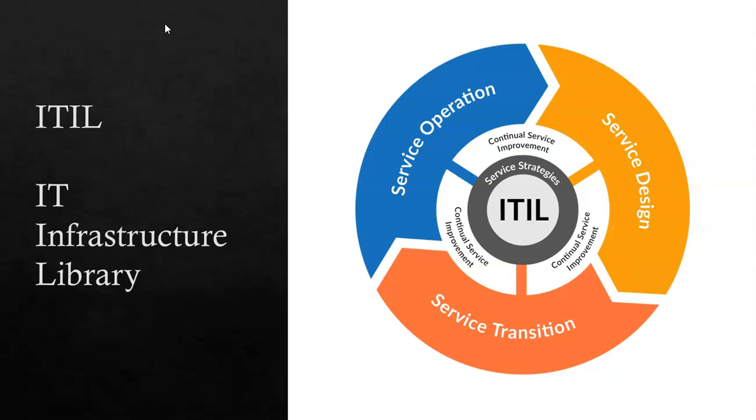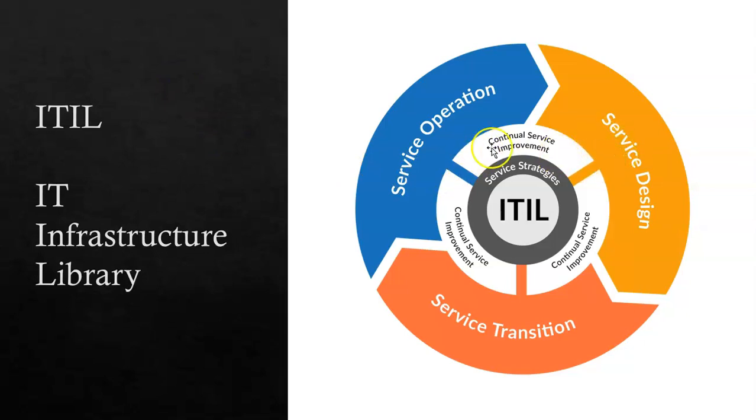Next framework is ITIL, which is a short form of IT Infrastructure Library. ITIL emphasizes continuous process improvement. ITIL provides a service management framework of which risk management is an integrated element. The ITIL framework is organized into 5 volumes that define 26 processes. Volume 1 covers service strategy, Volume 2 is about service design, Volume 3 covers service transition, Volume 4 covers service operation, and Volume 5 covers continual service improvement.